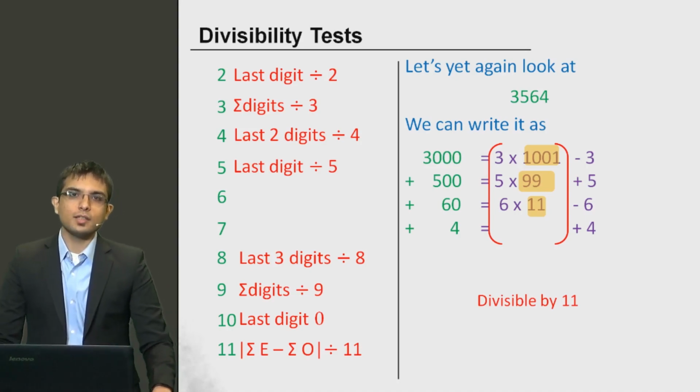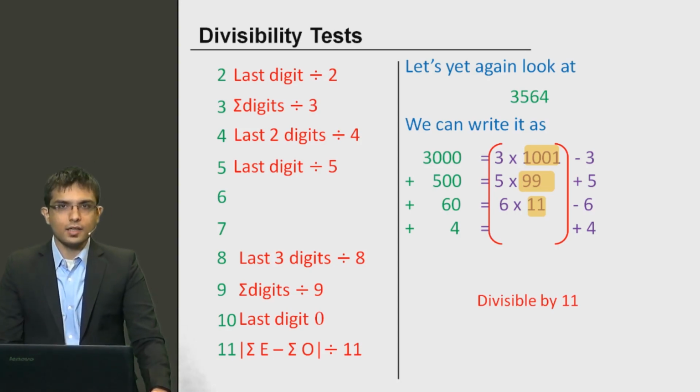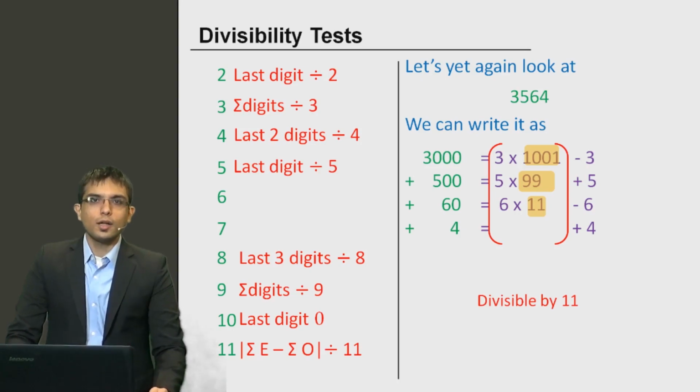For example, in this case, the alternate numbers are 3 plus 6, which is 9, and 5 plus 4, which is 9. If you subtract 9 from 9, it becomes 0. That means this number is divisible by 11. I'll just reiterate the entire rule. It says the difference of the summations of alternate digits should be either 0 or divisible by 11. Then the number is divisible by 11. So we have seen the rules of 2, 4, 3, 9 and 11.